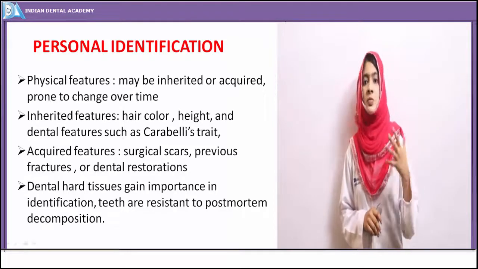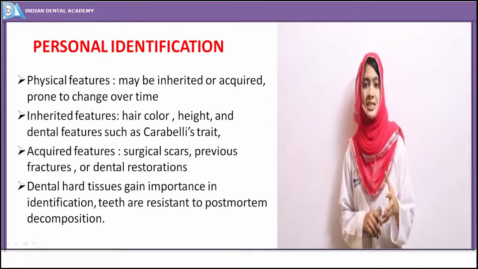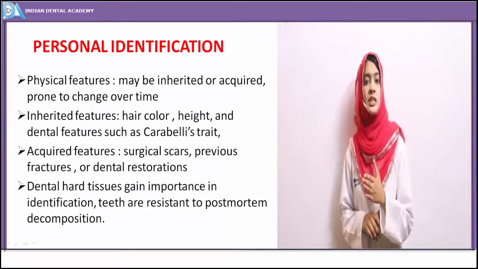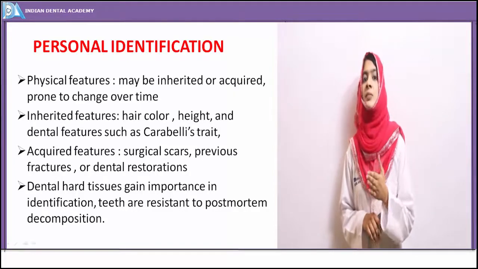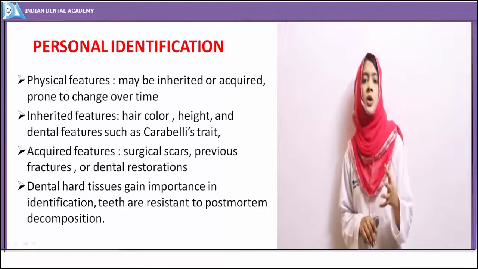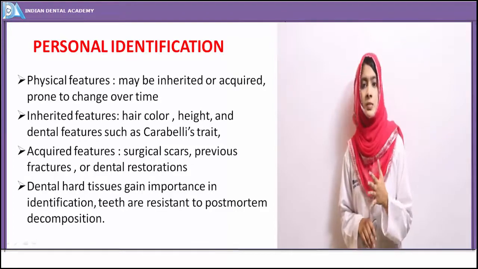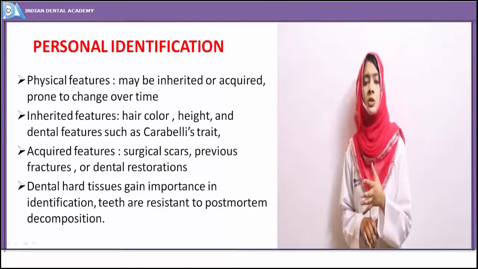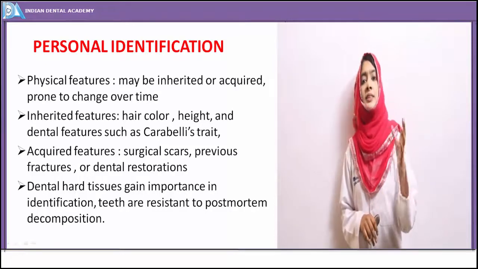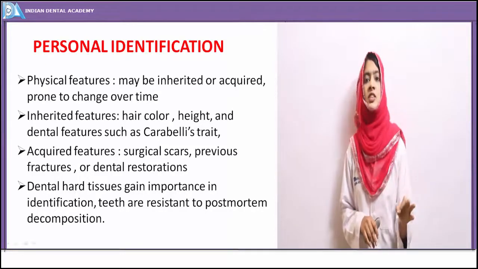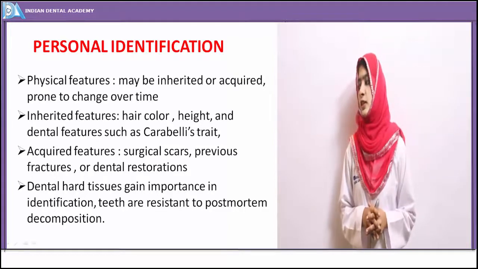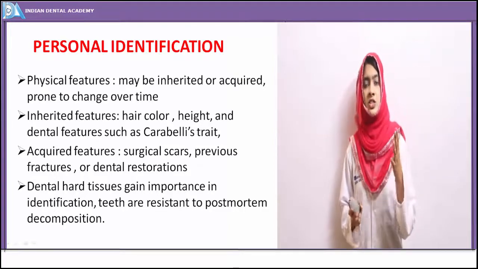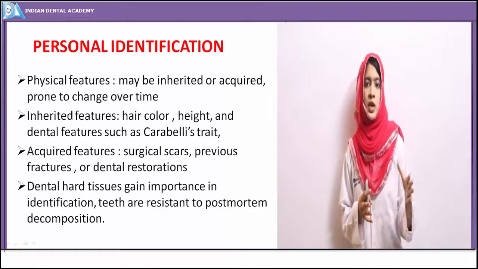And then there are acquired features. Suppose during his lifetime the individual has gone through some surgeries, so he may present with some surgical scars. If he has had any fractures during his lifetime, he may present with metallic rods or any foreign material or implants placed in his body to reconstruct the lost bone parts. That may be an identifying characteristic for that particular individual. And these were the general body features which are used to identify the individual.